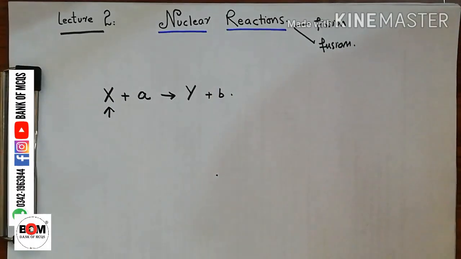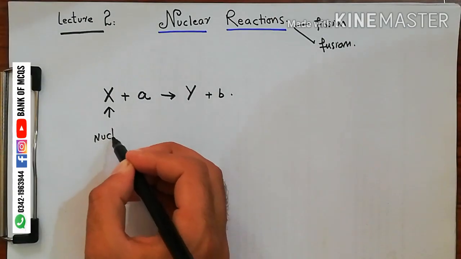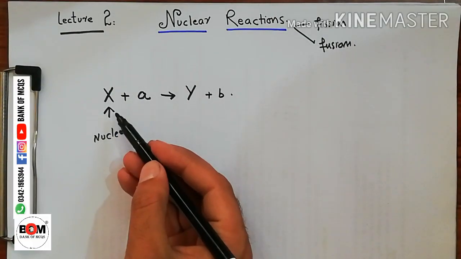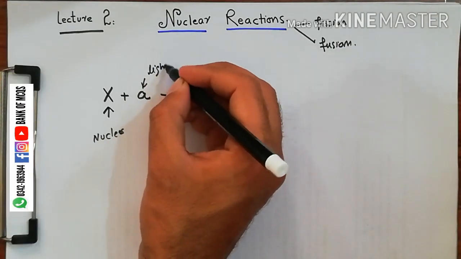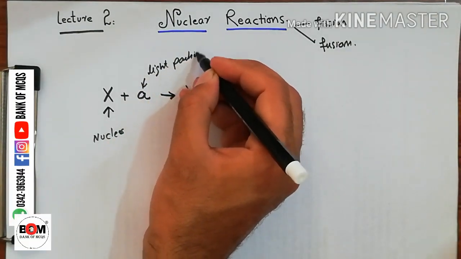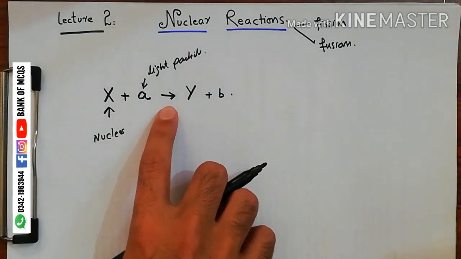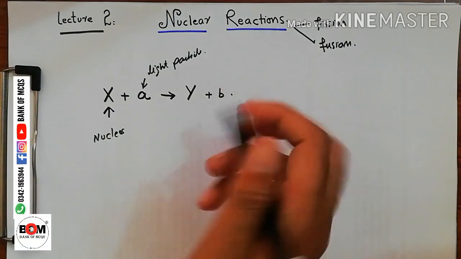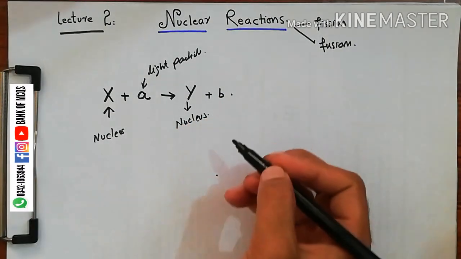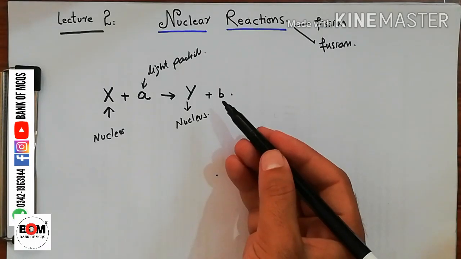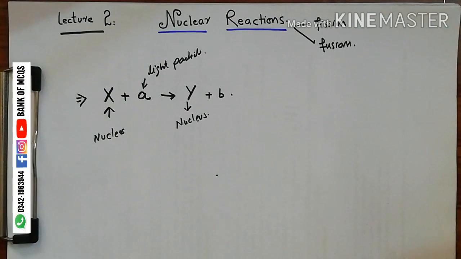another light particle also. So when a nucleus X is bombarded with some light particle A, moving with high speed, the nuclear reaction takes place and the product Y is another nucleus formed from X, and B will be the light particle. So this is the nuclear reaction.